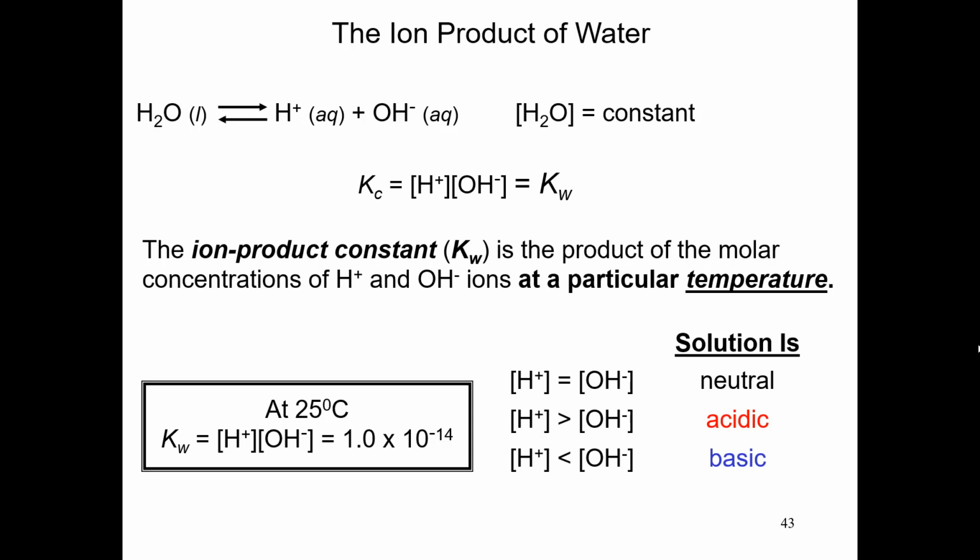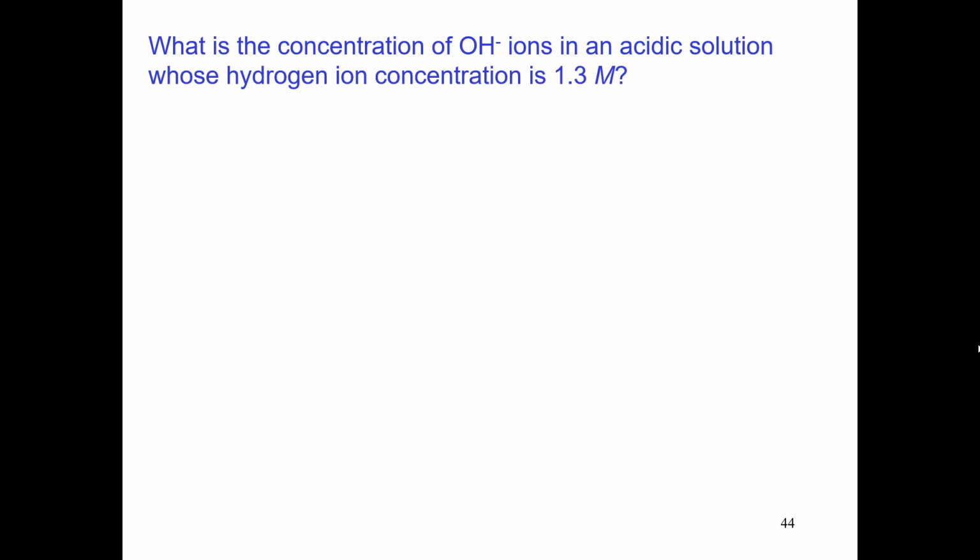Now remember, at 25 degrees, the ion product has to be a constant. So that means that if I increase the concentration of one of those ions, either the hydrogen or the hydroxide ion, the other one's concentration has to decrease in order to maintain this product as a constant. So what would be the concentration of hydroxide ions in an acidic solution whose hydrogen ion concentration is 1.3 molar?